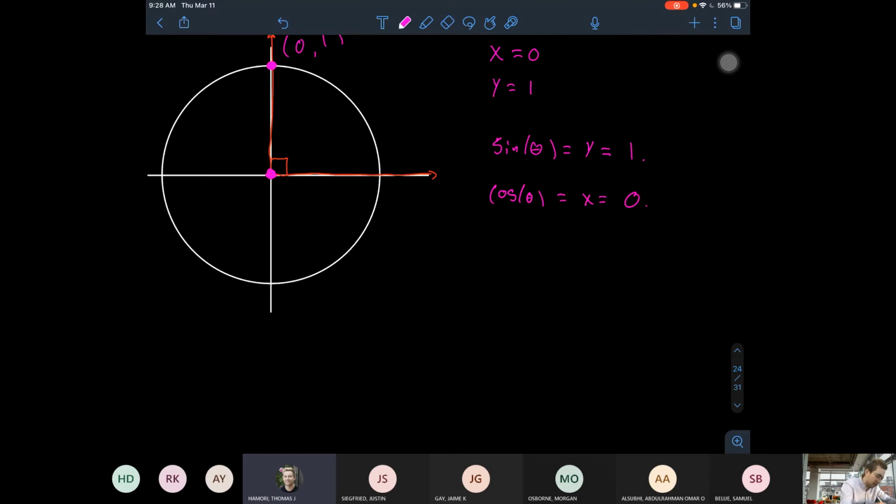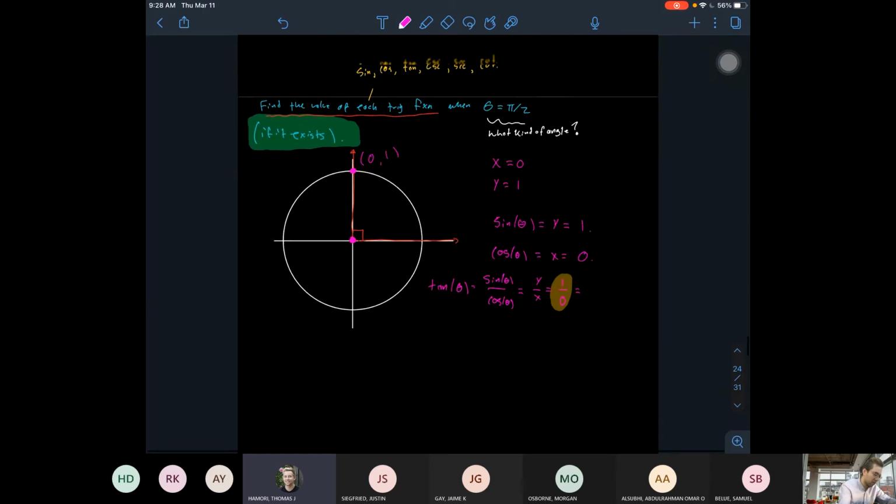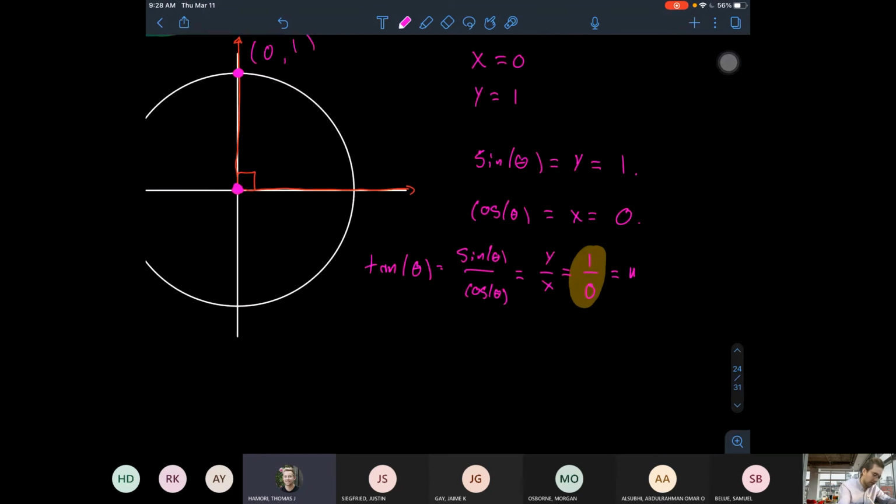Now we said that tangent of theta was just equal to sine of theta divided by cosine of theta. In other words, it was equal to y over x. And what's that equal? 1 over 0. So, big problem here. We're trying to divide something by 0. So it turns out tangent of pi over 2 is undefined.